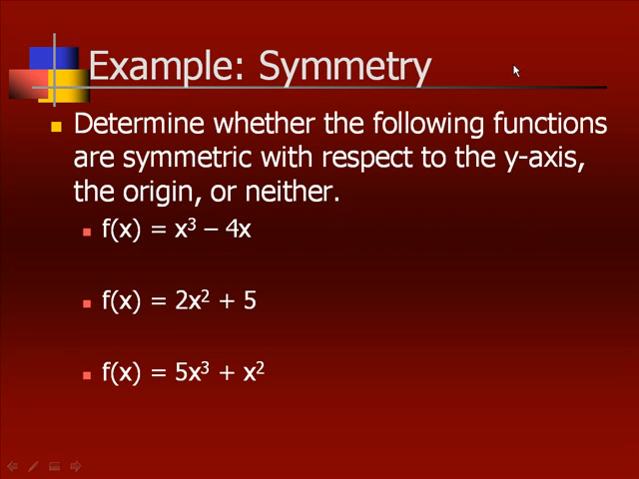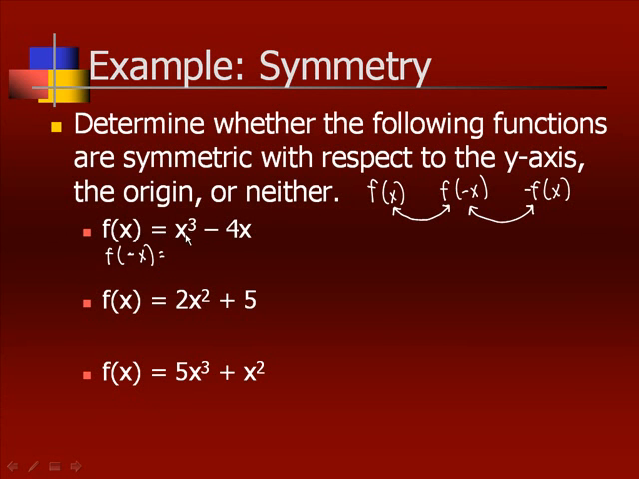So we've talked about two different types of symmetry. So to determine whether the following functions are symmetric with respect to the y-axis, the origin, or neither, we're going to look at two things. We're going to look at f of x, we're going to look at f of negative x, and we're going to look at negative f of x. If these two are true, then we say they're symmetric with respect to the y-axis. If these two are true, then we're going to say they're symmetric with respect to the origin, or it may be neither. We'll see.